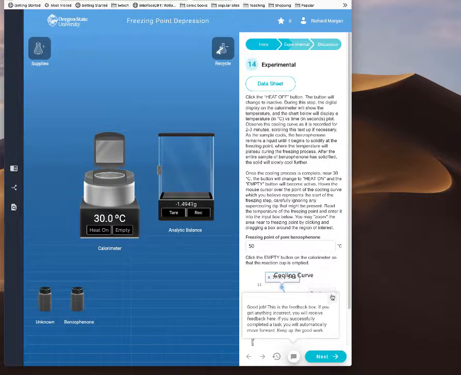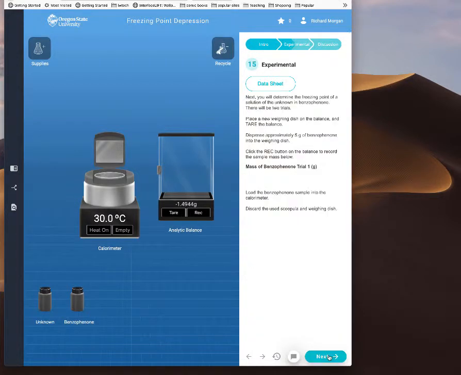That says I did a good job. Well, that's great. So you have to empty this thing. So click empty, you go next. Then you have to do two trial data things. And so what you're going to do, what I was trying to do earlier by accident, is put your weighing dish in here, tare it, and then you're going to put 5 grams of stuff in there, just like you did before.